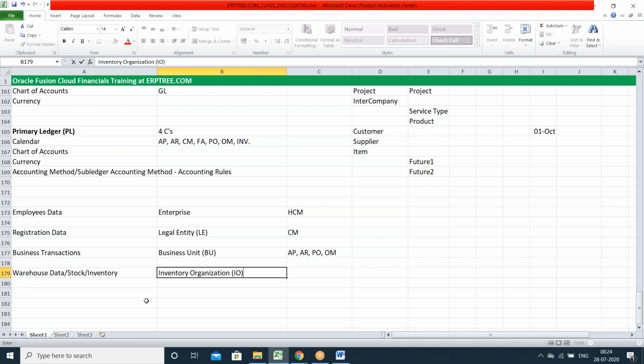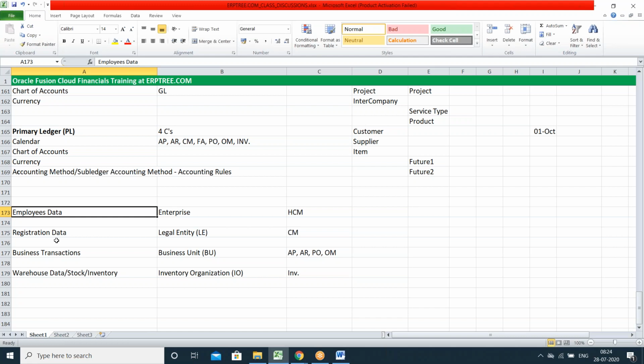We call it IO. Okay, we have to create an inventory organization in the system. With this inventory organization, you will be able to record the transactions. To record the inventory related transactions within the inventory organization, we have to use the application called inventory. Already discussed, we have the Oracle Fusion Inventory application. By using that application, you can record the transactions within the inventory organization. So this is the point we have to understand when we talk about the primary classification of data.